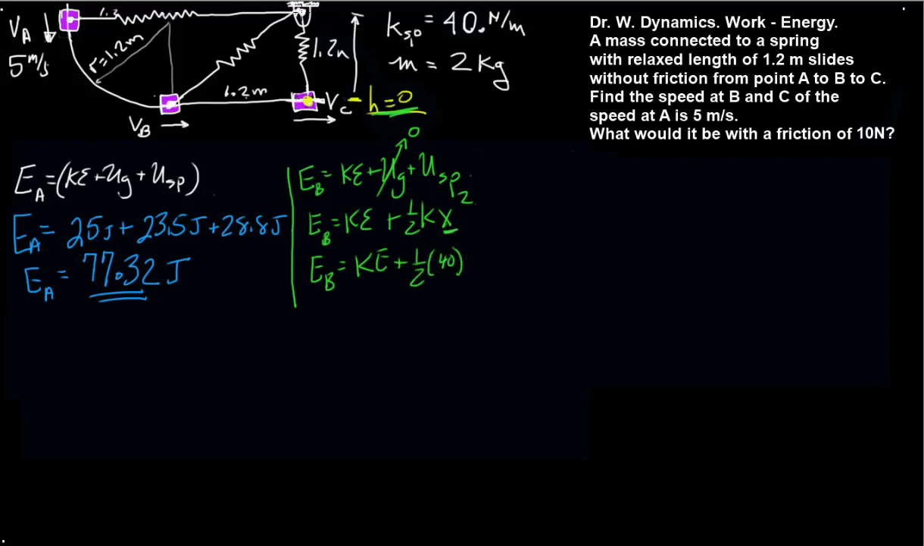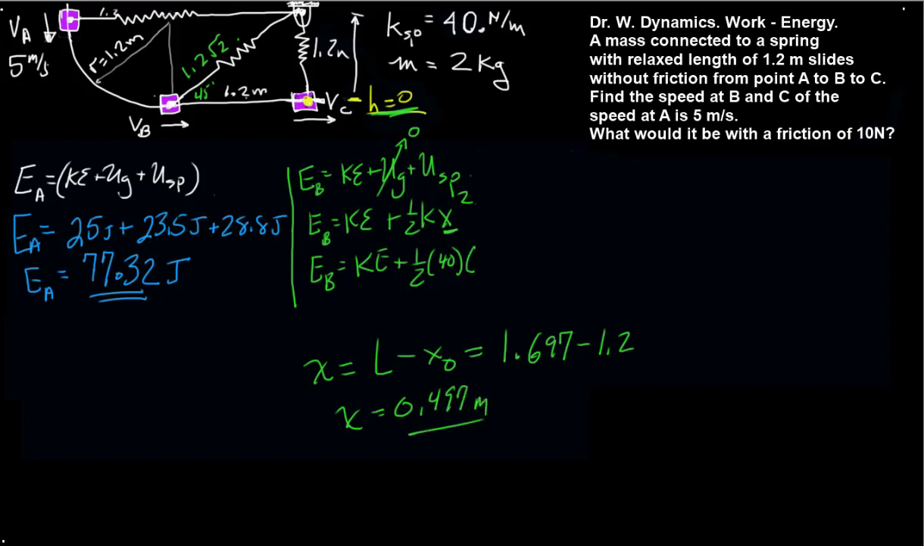Now we need this length up here. And looking at this, this is a 45 degree, so this will be 1.2 square root of 2. And therefore x will be L minus x0, which will be 1.697 minus 1.2. So we get x is equal to 0.497 meters. So we can put that here, squared. So our energy at B will be the kinetic energy plus 4.94 joules. And again, everything here is in joules.